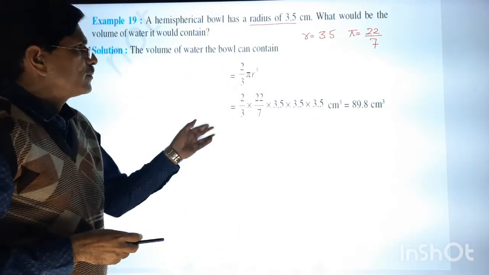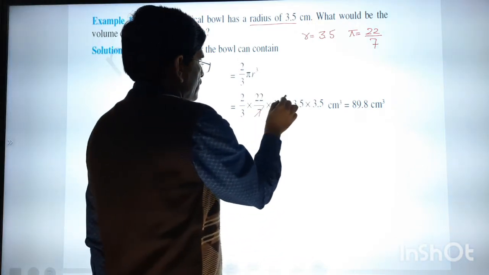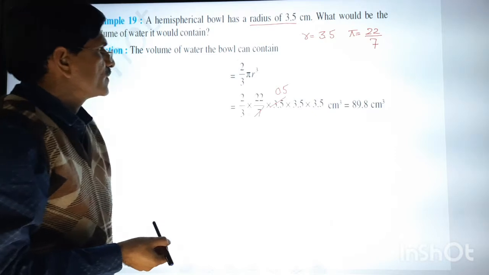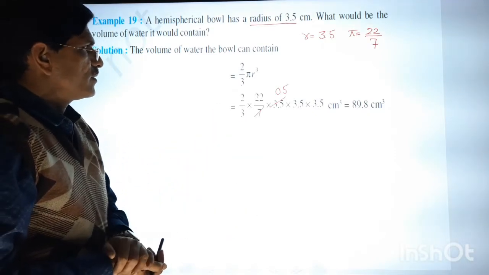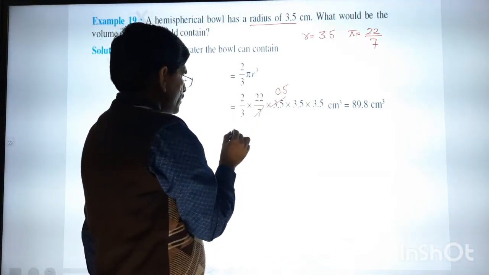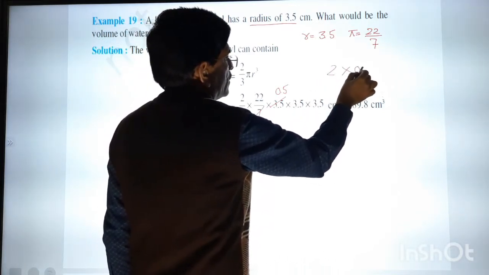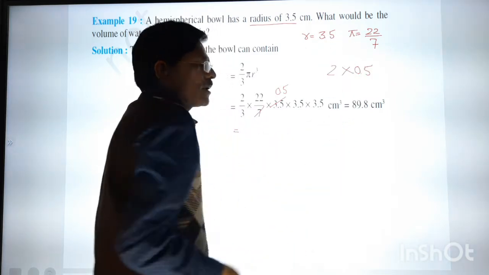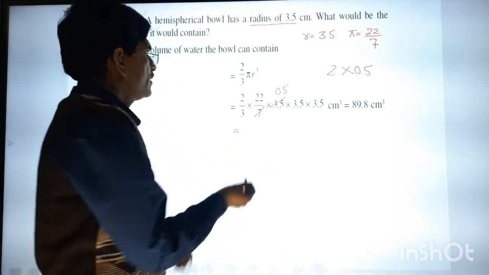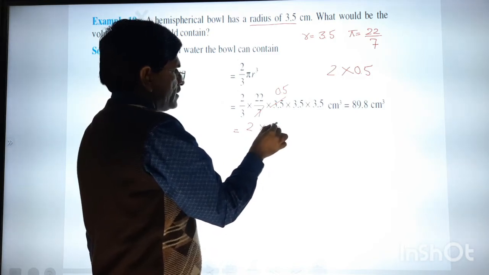Now, if I put in all these values, we can cancel. So we can cancel by 0.5. 2 by 3, 22 by 7, 3.5, 3.5, 3.5. Now 0.5 into 2, many times we have discussed, it's one type of basic question. 2 multiplied by 0.5, answer is 1.